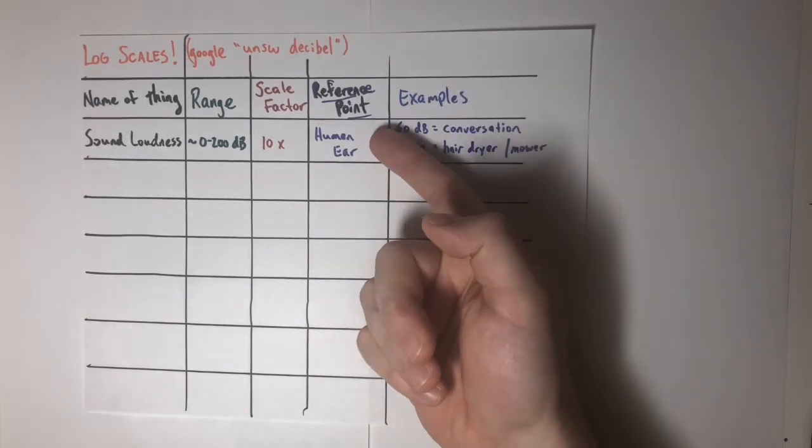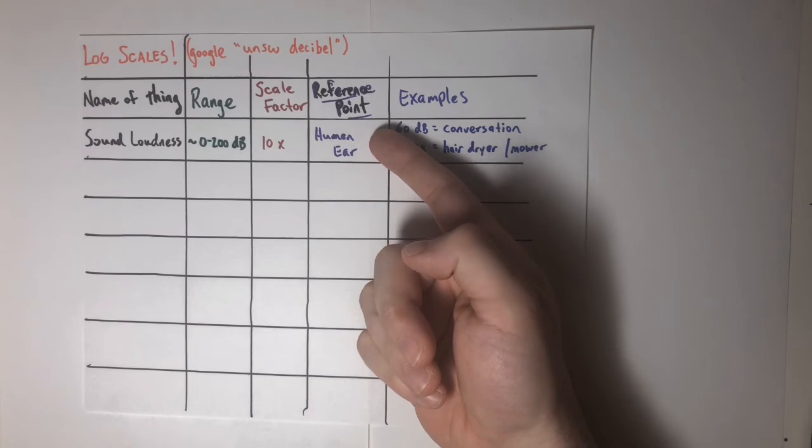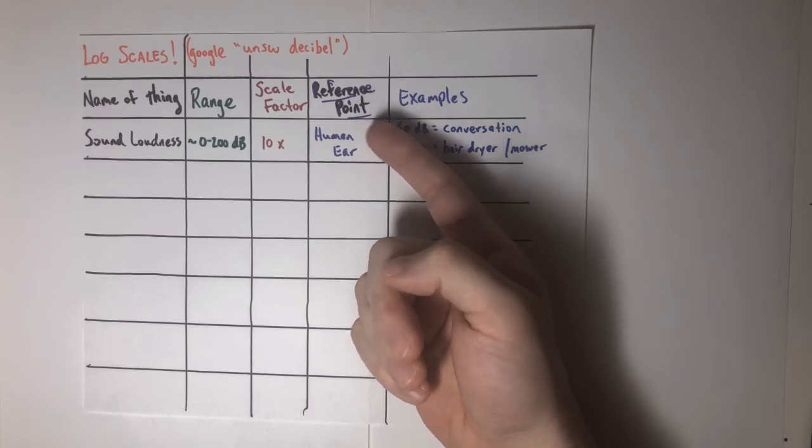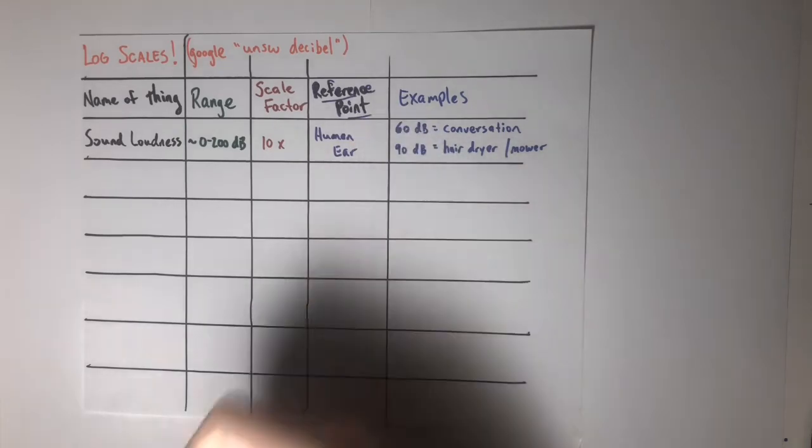And that is a thing that you'll find in common with all of these different log scales, is that they all need a reference point. And usually this reference point has to do with humans or what humans use to measure things.